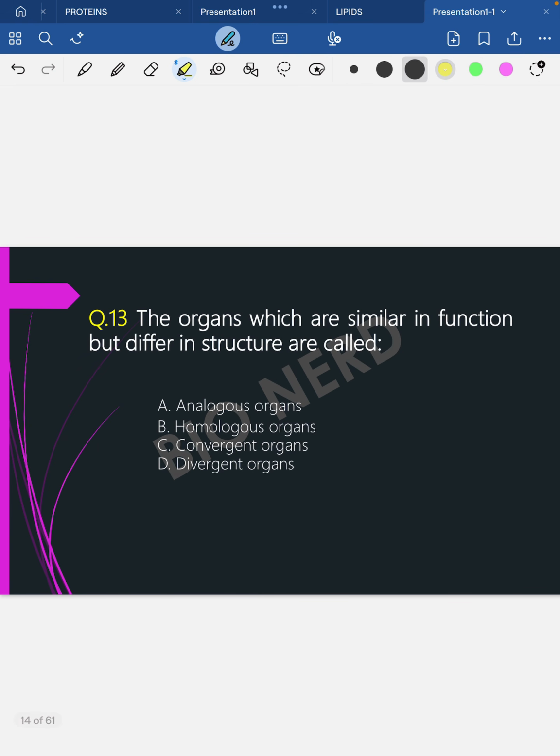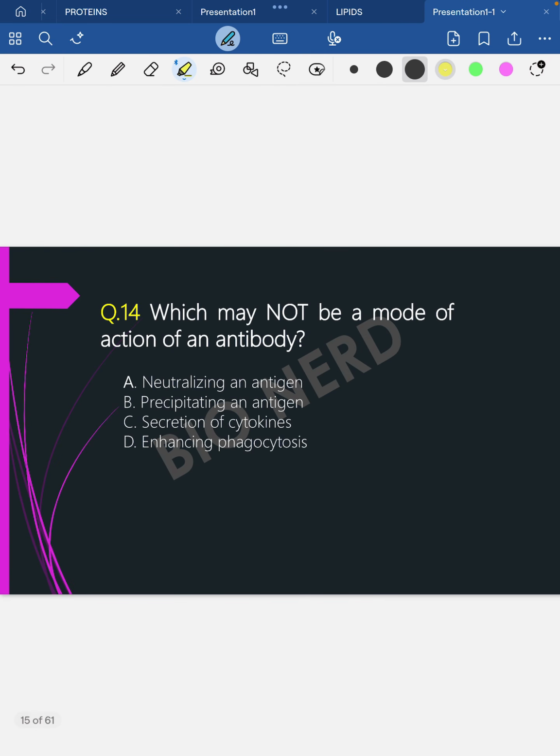13. The organs which are similar in function but differ in structure are called. Very easy. If functions are similar and structures are different, such organs are called analogous organs, and these organs are produced as a result of convergent evolution. So those organs which are produced as a result of convergent evolution are called analogous organs. Alpha is the right option.